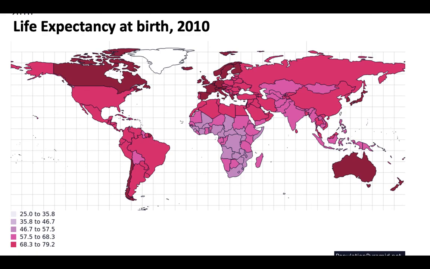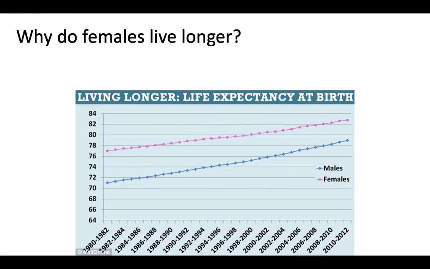If I flick back and forth between 1960 and 2010, 50 years difference, no country is becoming lighter in color, meaning that no country is having a lower life expectancy. Every country, on average, the people are living longer, and this is having dramatic impacts on the amount of elderly that we need to care for. But it's not just elderly.